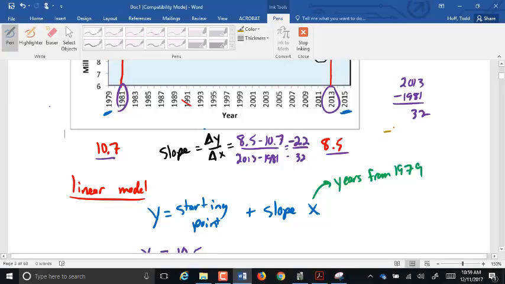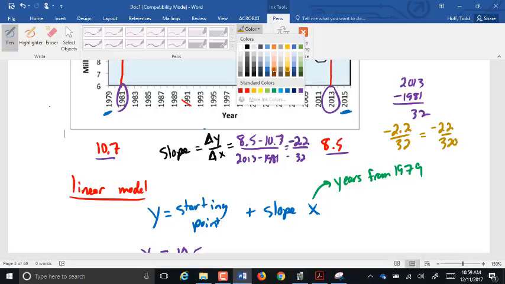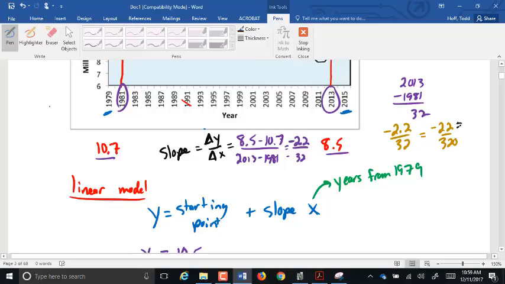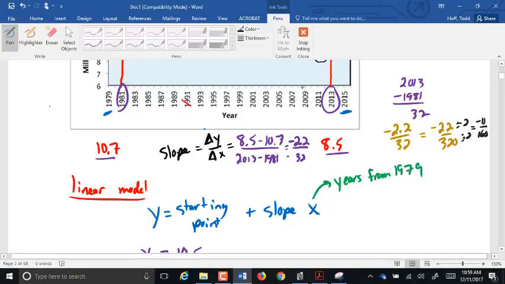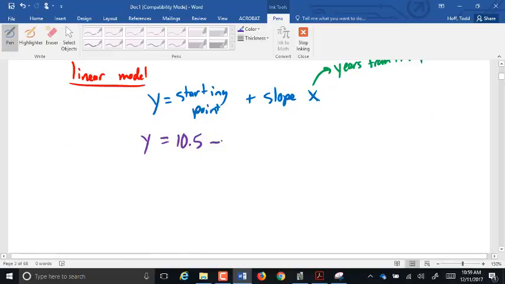which I'm going to do a little bit of simplifying on. I'm going to multiply both the top and bottom by 10 to get rid of the decimal there. So that's a negative 22 over 320. Then I'm going to divide both of them by 2 just to simplify it a little bit. So it's a negative 11 over 160, which is that slope. So it's minus 11/160 x.